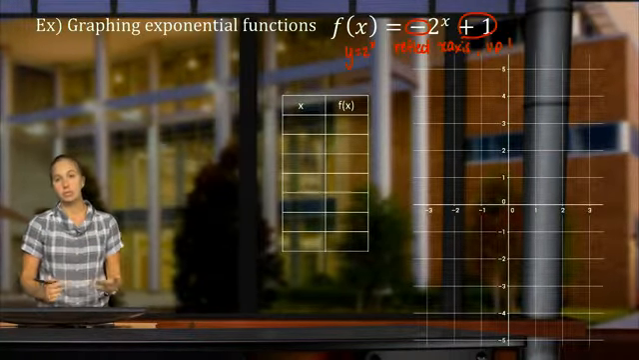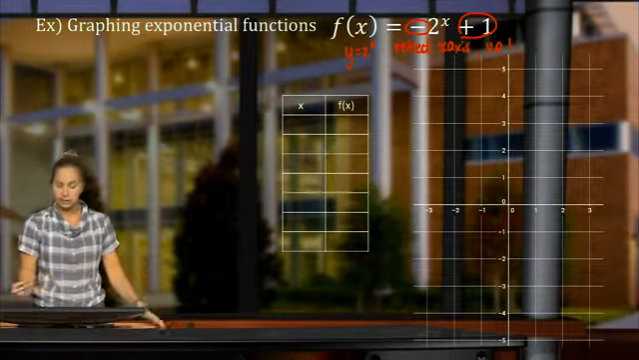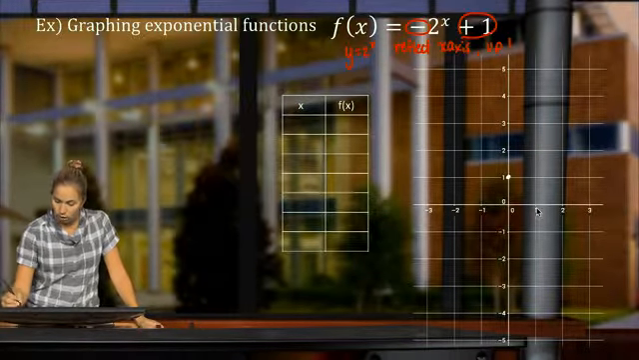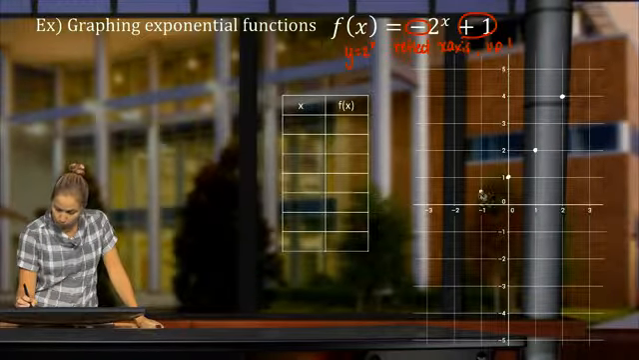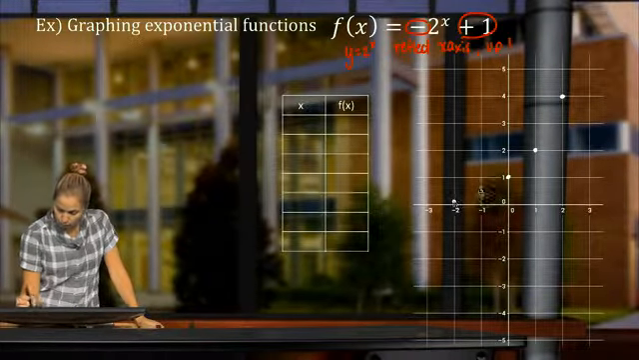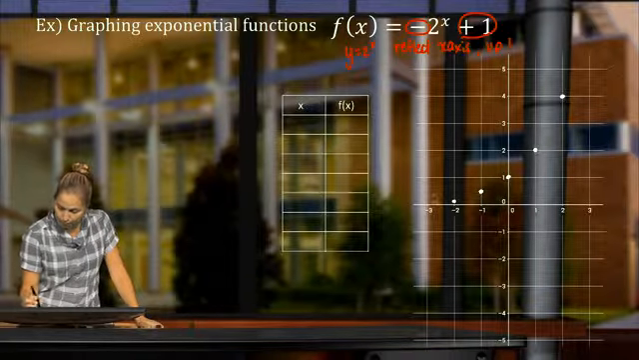So again, I'm going to use those points that we used in that first example. We had (0, 1), (1, 2), (2, 4), (negative 1, 1/2), (negative 2, 1/4). These are the points for my parent function.